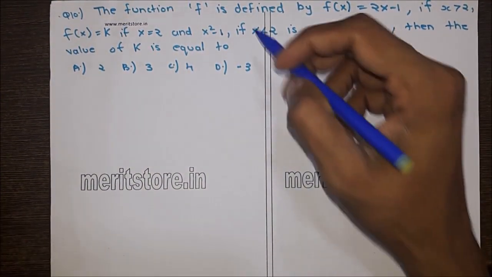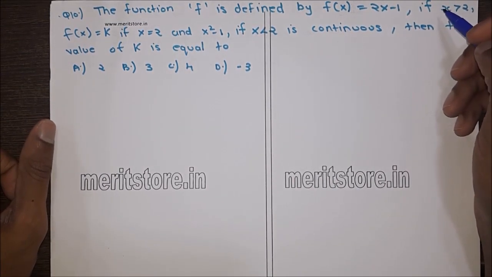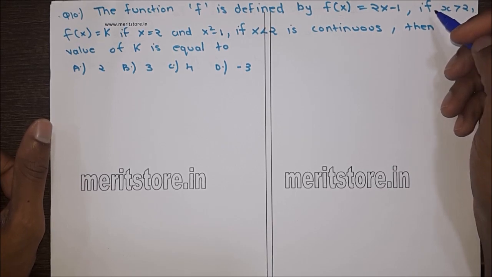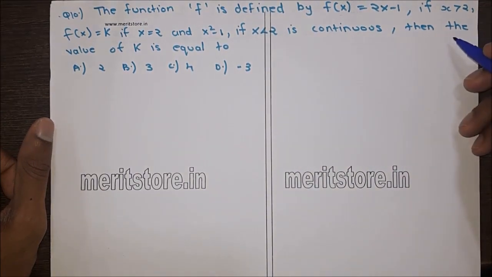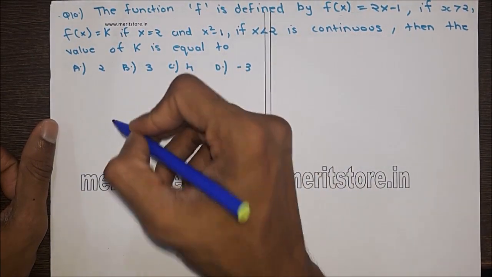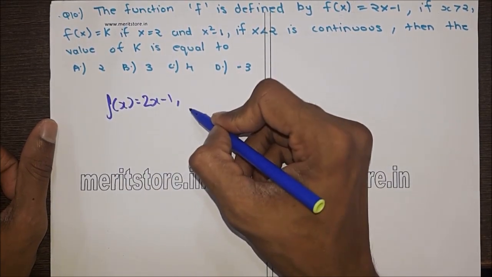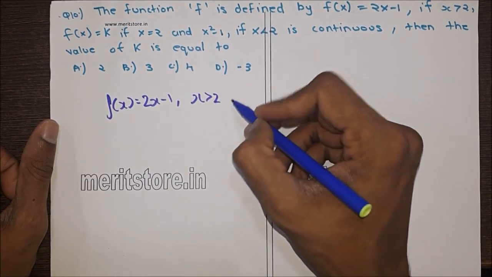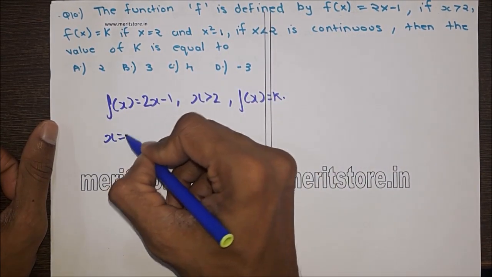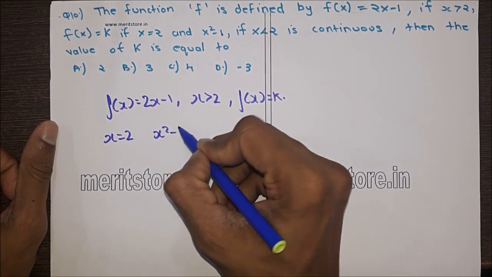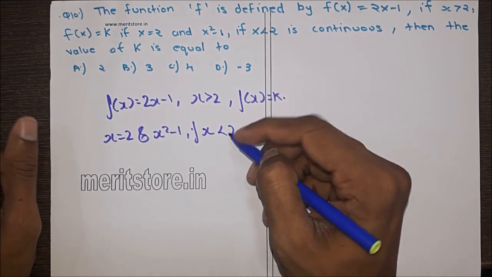Question 10. The function f is defined by f of x is equal to 2x minus 1, if x is greater than 2, f of x is equal to k, if x is equal to 2, and x square minus 1, if x is less than 2. If f is continuous, then the value of k is equal to, we give 4 options. We have f of x is equal to 2x minus 1 if x is greater than 2, f of x is equal to k if x is equal to 2, and x square minus 1 if x is less than 2.